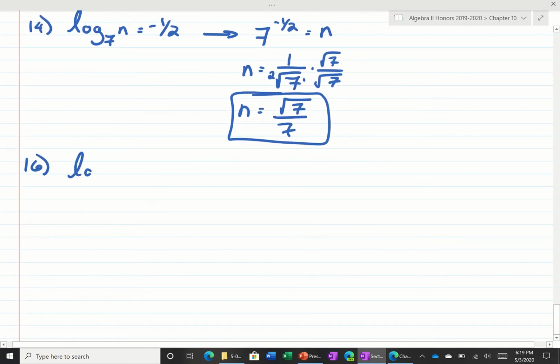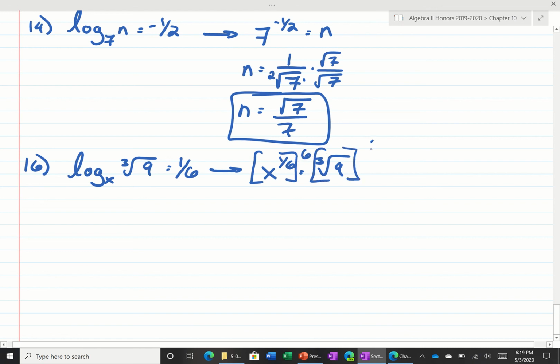Number 16, log base x of the third root of 9 is equal to 1/6. Translation property, x to the 1/6 is equal to the cubed root of 9. One thing we could do is we want x to the first power. So we could raise both sides to the 6th power using the properties of exponents. 1/6 times 6 is just 1. And this was really 9 to the 1/3 to the 6th power. Power to a power we multiply. 1/3 times 6 is 2. 9 to the 2nd is 81.